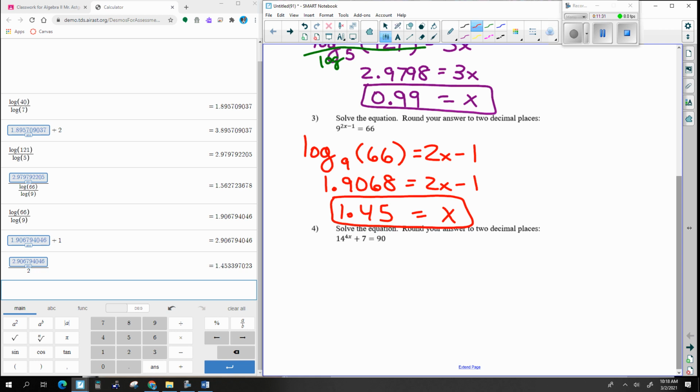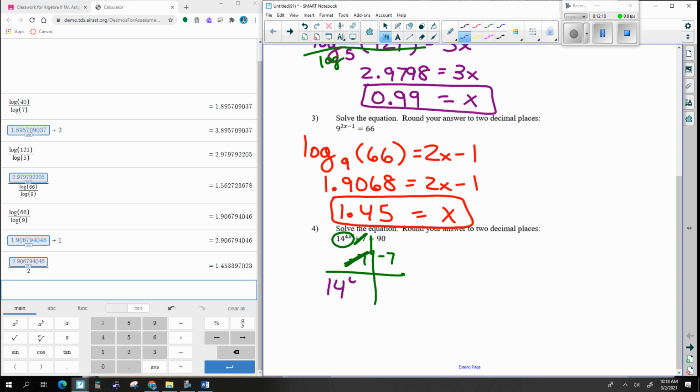There's one thing that I kind of didn't mention, but it's an easy fix. You need to have the thing all by itself to begin with. So what I'm going to do is get 14 to the 4x all by itself, and then everything else over there. Whether I need to add, subtract, multiply, or divide, whatever I need to do to make that happen. In this situation, before I'm able to write this as a log, I need to get rid of this plus 7. So I need to minus 7 first and foremost.